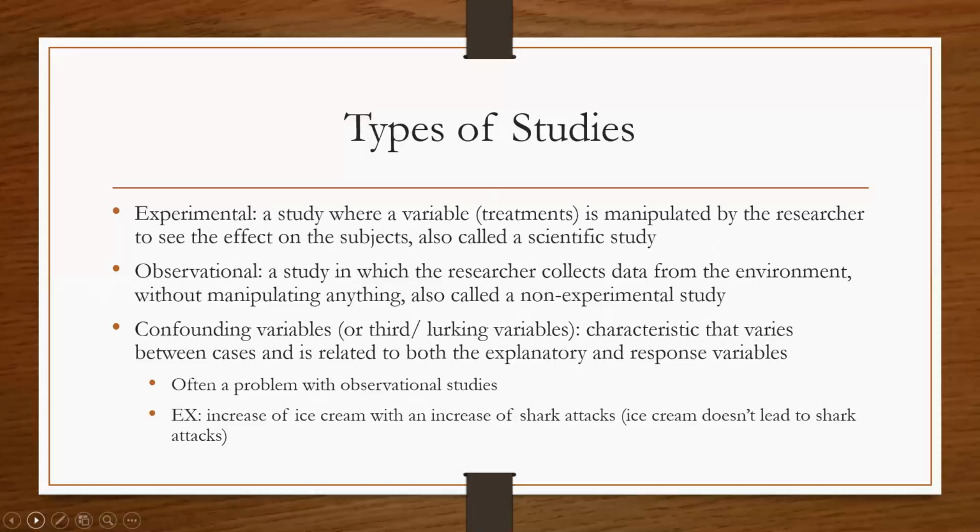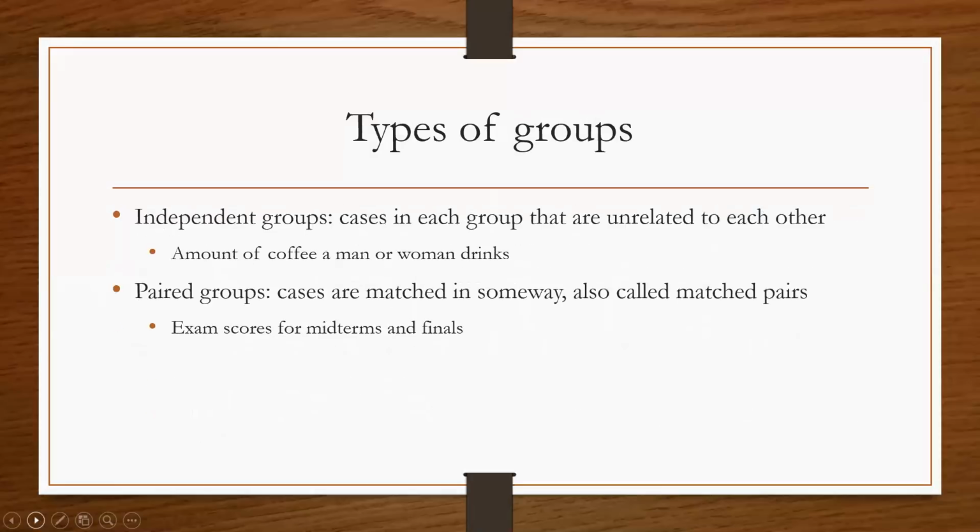So basically, if you're assuming that because more people are eating ice cream, they're getting attacked by more sharks, you're wrong. Most likely, it's just a confounding variable: because it's hotter, more people are buying ice cream and more people are out in the water where sharks are. So you always have to be careful of those confounding variables.